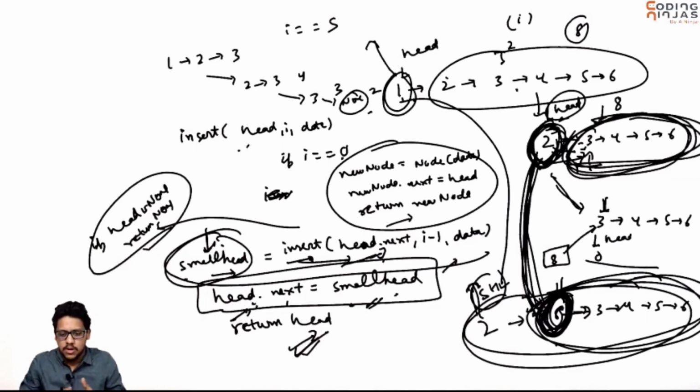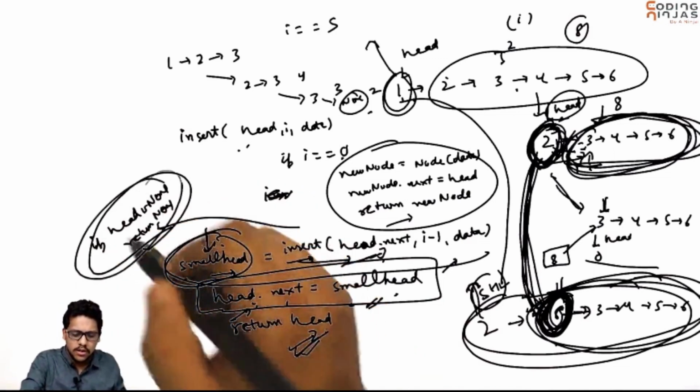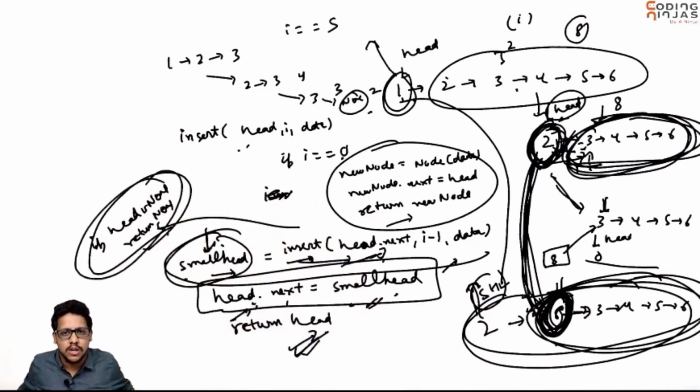You can only insert from 0 till the length of the linked list. That is your range. You cannot insert at a position greater than the length of the linked list or lesser than 0. So lesser than 0 or whatever position, if head becomes none, you just need to return none from there. Okay, so you cannot do anything from there. So you have just done that, and your answer will be there.